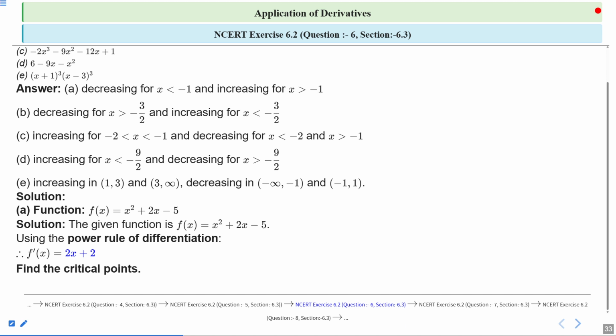Now let's find the critical points. Set f dash x equal to 0. So we can write it as 2x plus 2 equal to 0.